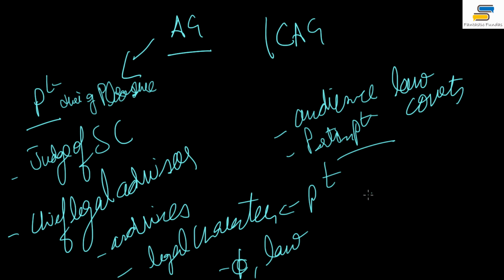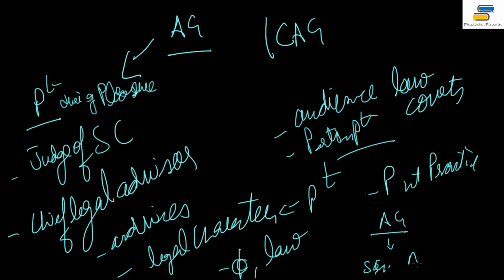Can he do private practice along with serving the government? Yes, he can, but he cannot appear in cases which are against the government of India. The Attorney General of India is supported by the Solicitor General and additional Solicitor Generals. There are four additional Solicitor Generals and one Solicitor General, and his salary is fixed by the President.